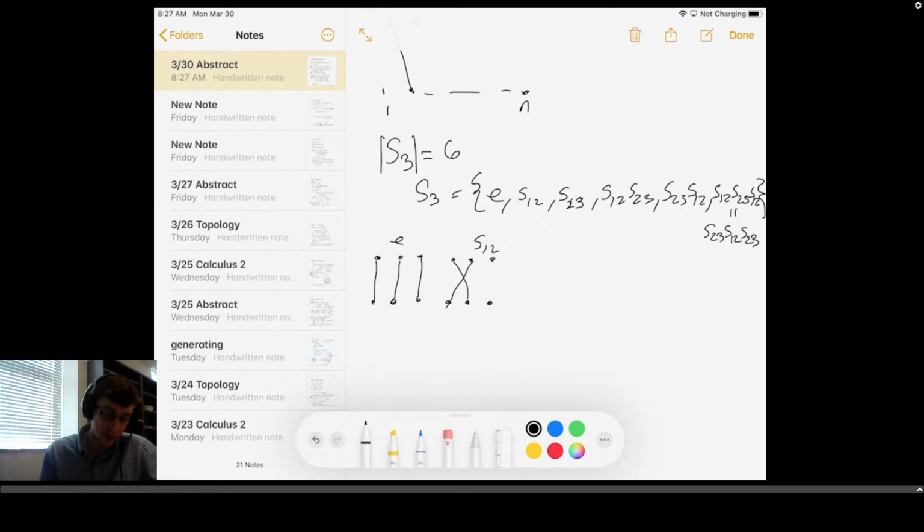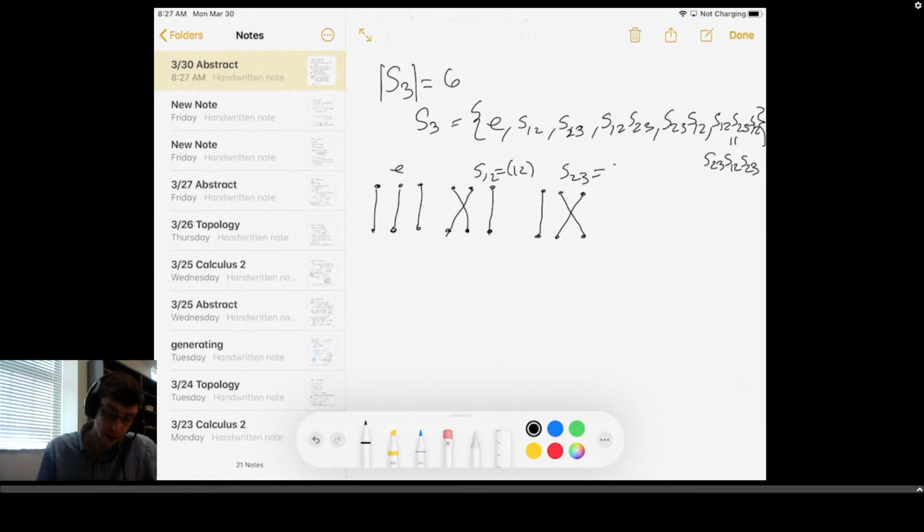So here I'm flipping 1 and 2. 3 is fixed. Yep, and so this is equal to (1 2). S23, 1 is fixed. 2 and 3 swap. This is (2 3).